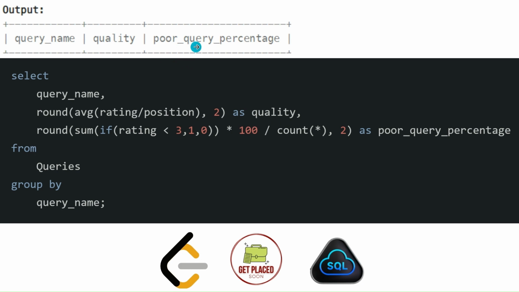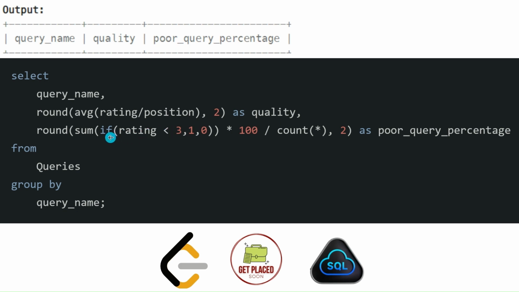Now calculating the poor underscore query underscore percentage, right? If rating is less than 3, then it will become 1, or else it will become 0. So this is the syntax we will use. If condition, then, else. So you can give values like this. Also, you can write the same statement in another way. In the previous videos, I have explained this case end syntax. So if you remember that, if you want to give it a try, comment below how to write the same condition in the syntax of case end.